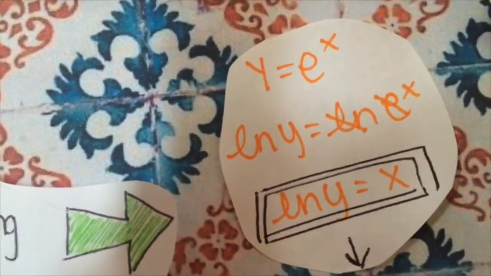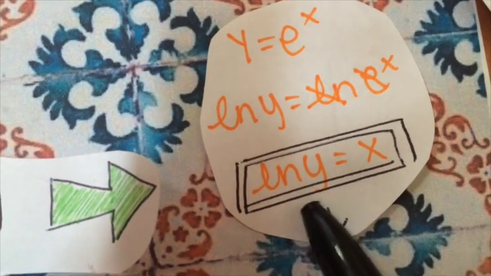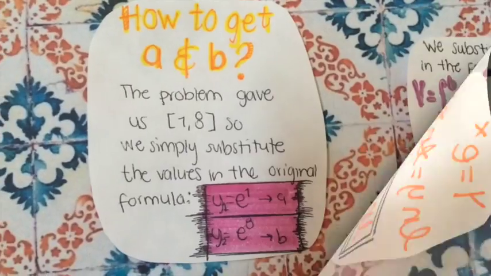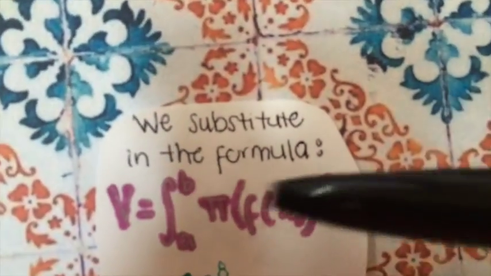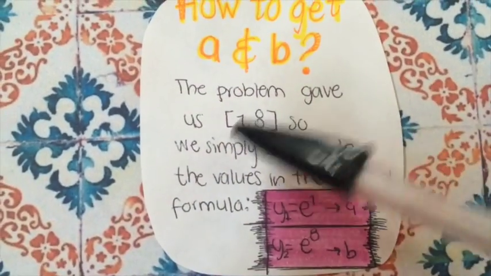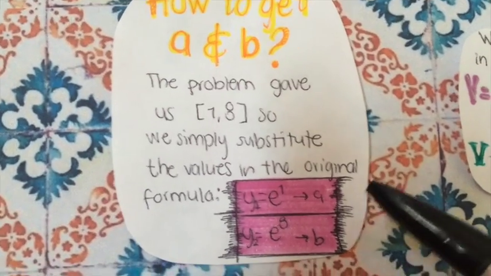Here is the procedure of how we solve it, and we came to the conclusion that x equals ln of y. Now we need the values of a and b to substitute in this formula. This is a, this is b. The problem gave us 1 and 8, so we simply substitute the values in the original function, which gives us e at 1 and e at 8.